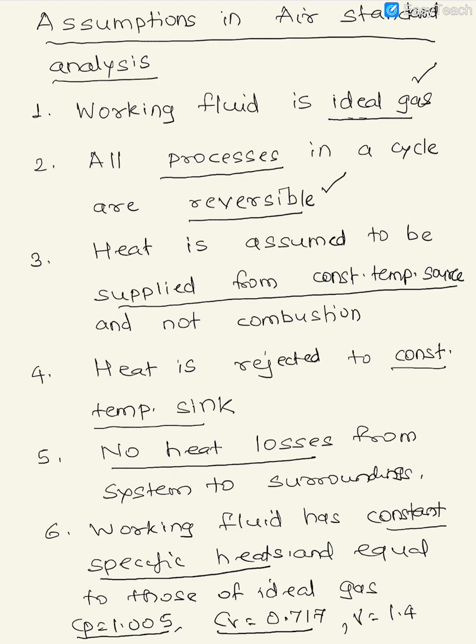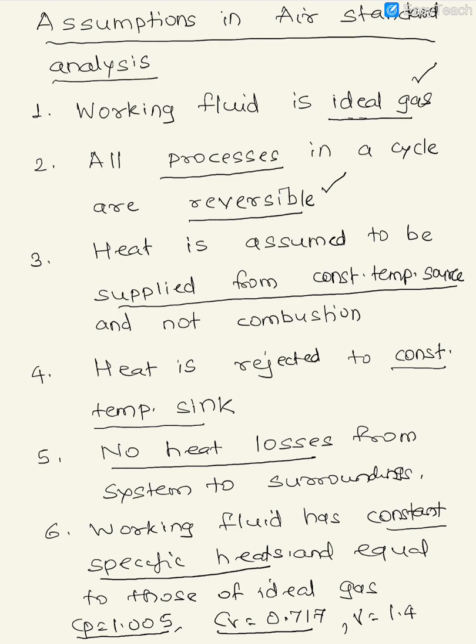Because of these assumptions, the values which we get are twice that of the actual values. So, for example, if you get an air standard efficiency of 54%, in reality maybe you would be getting the actual engine efficiency as about 25 to 26%. Now, in order to reduce this difference between the predicted value and the actual value, we need to reduce the number of assumptions and make the analysis more realistic.